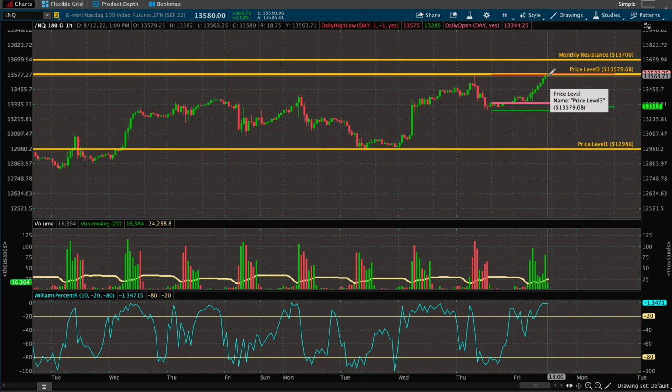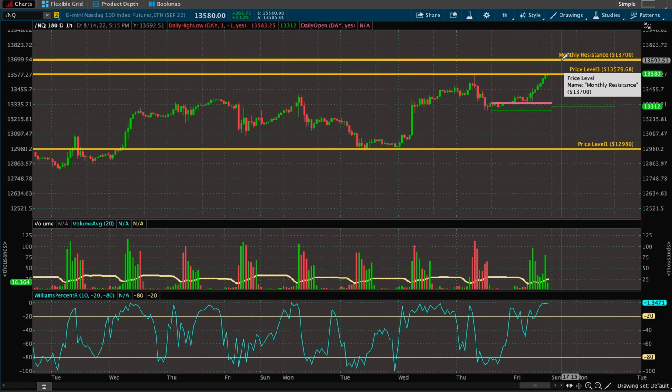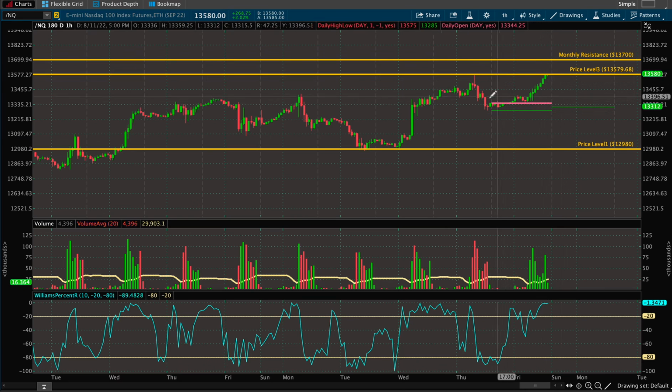So if it breaks 580 and retests from the top, I'm going to try to take a long here, targeting at least 13,700. But if it rejects from here, then we know that this area here where we had a rejection, so somewhere here, this area 13,400 is a very good area for us to take a short and cover our short. That's a support area.